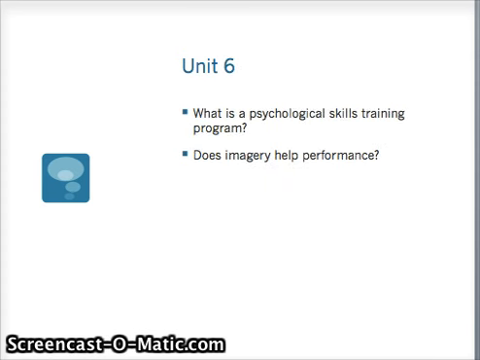In Unit 6, we'll get into a topic called psychological skills training. There are specialty programs and specialty training if you really want to go that route. And we'll look at things like how does imagery help performance?